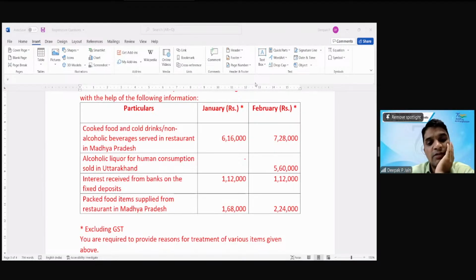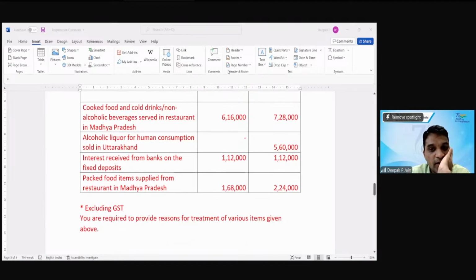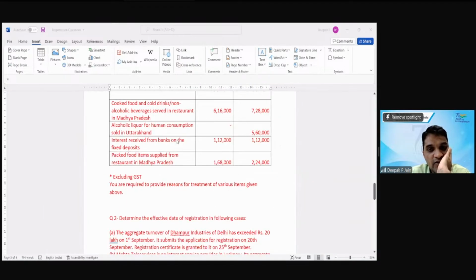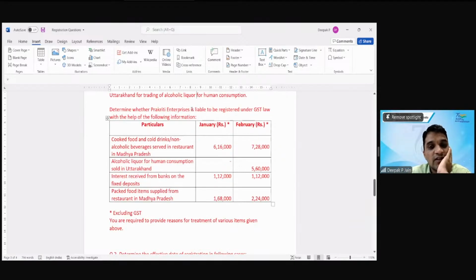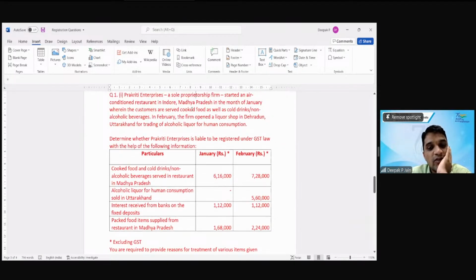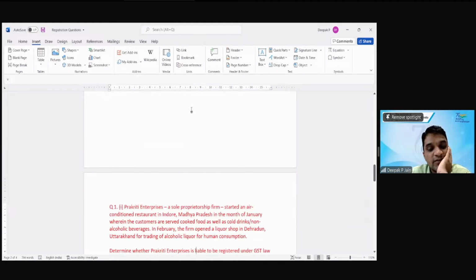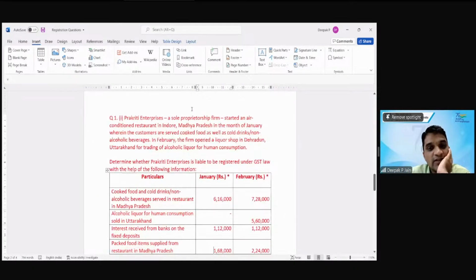Not in Uttarakhand, but in Madhya Pradesh, because in Uttarakhand, the enterprise is making supply of goods which is not leviable to tax. Okay, that is another viewpoint. So you have to see the complete facts, right? Can't just go with total turnover. Since the total turnover is crossing the limit, the first answers I got were yes, liable for registration. But that is not the true answer.